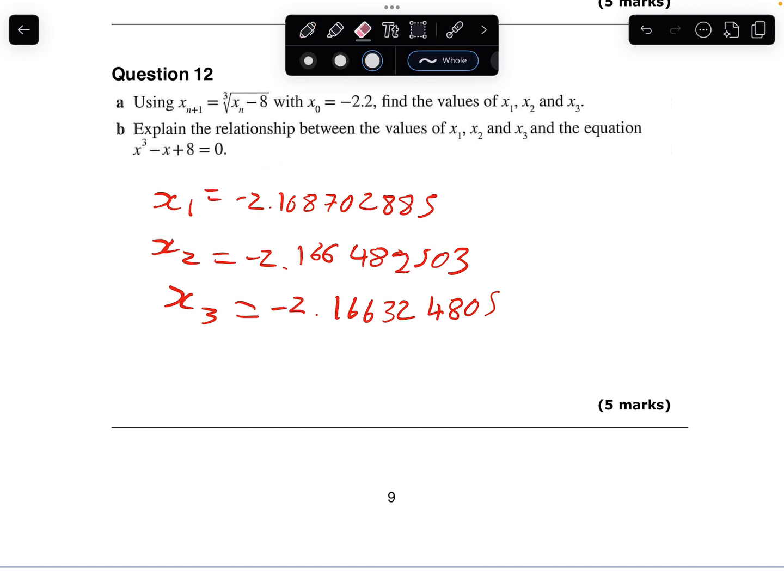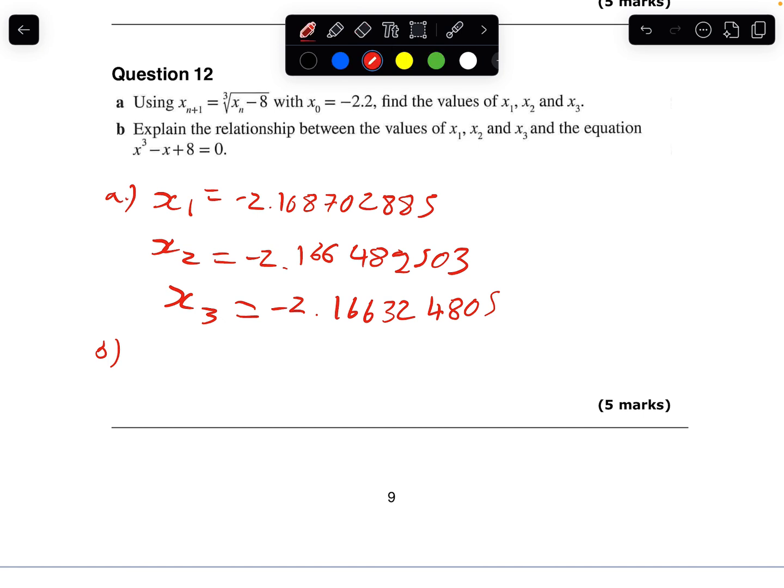Then we are asked to explain the relationship. Okay. Now, the trick is the answer is going to be the same, but if you imagine if I've got x is equal to the cube root of x minus 8, I could cube both sides, x cubed equals x minus 8, then moving everything to the left, I get x cubed minus x plus 8 equals 0. So you can see actually that this thing here at the top is actually just a rearrangement of this one here.